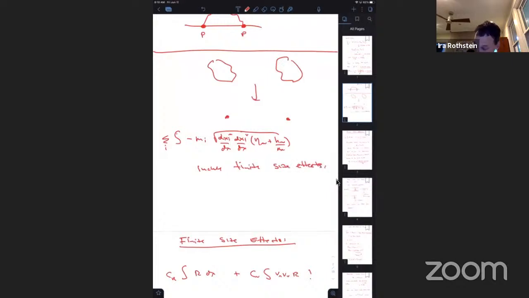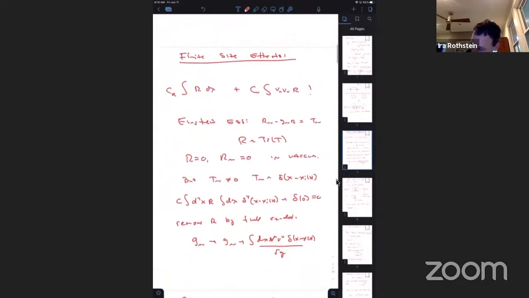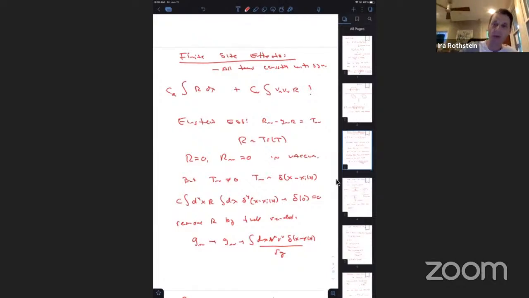So how do we do that? Well, we write down every term possible that's consistent with the symmetries, right? And we do so in a polynomial in the fields, right? So we know based on dimensional analysis that the higher dimension terms in the fields are going to be suppressed by powers of the radius of the object, right?